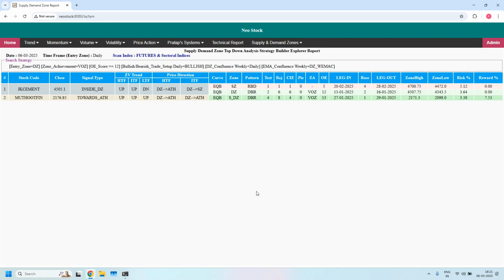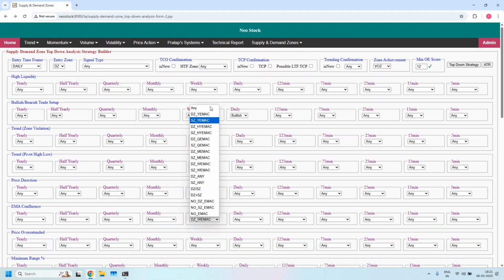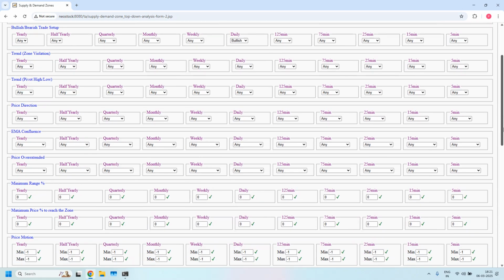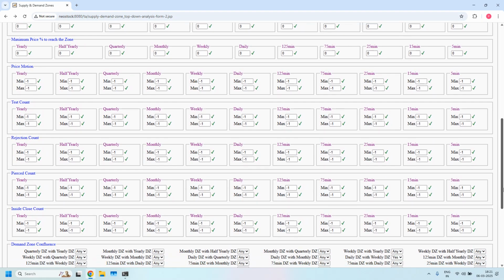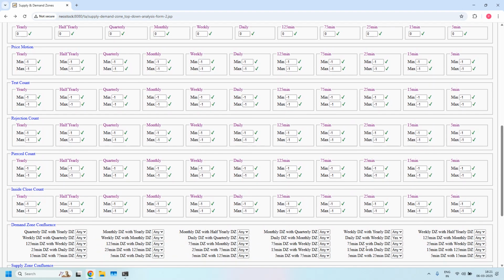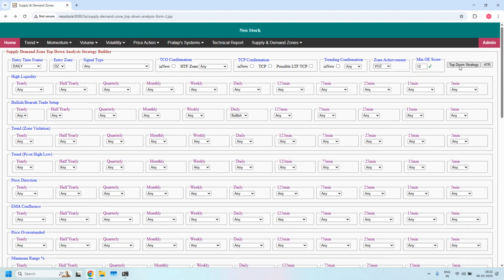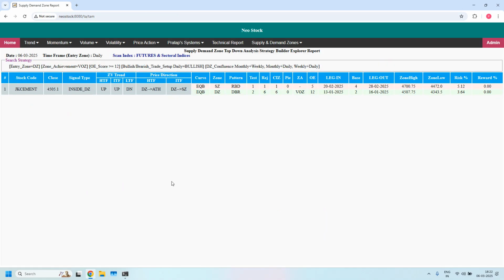Okay, next we will look into LTF, ITF and HTF demand zone confluence supported stocks. I am removing the EMA filter. Earlier 5 stocks were filtered, LTF and ITF. Among those 5, we will see how many are having even HTF zone confluence. LTF-ITF filter is already enabled, and we need to set two more filters specific to HTF. One is the daily demand zone with monthly demand zone confluence, and another one is weekly demand zone with monthly demand zone confluence. With all the three filters, LTF, ITF, HTF, demand zone confluence, we got only one stock.